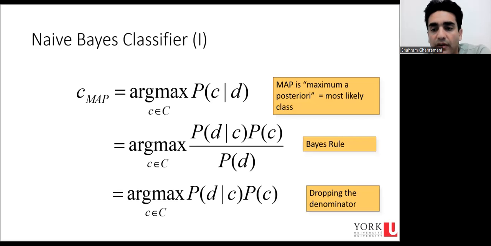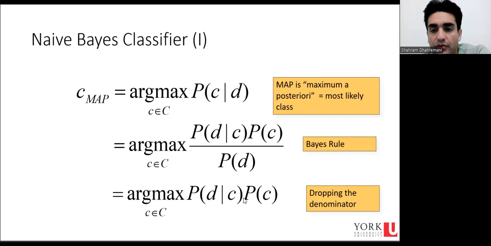For each class, one more time, I have to compute the probability of the document. And that means that if I'm computing 10 things, each of which is divided by the probability of the document, the probability of the document is a constant. And I can eliminate that. So the most likely class, C map, is that class which maximizes the product of these two probabilities.